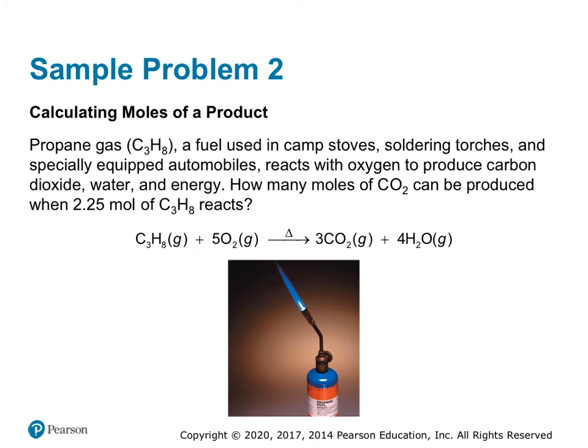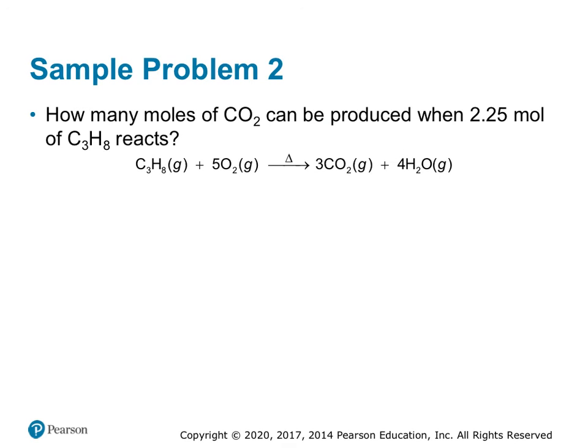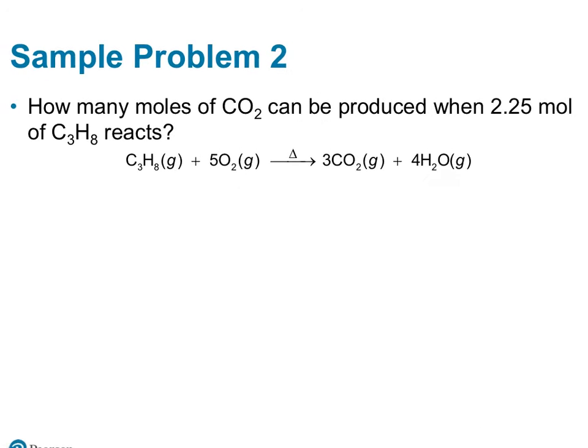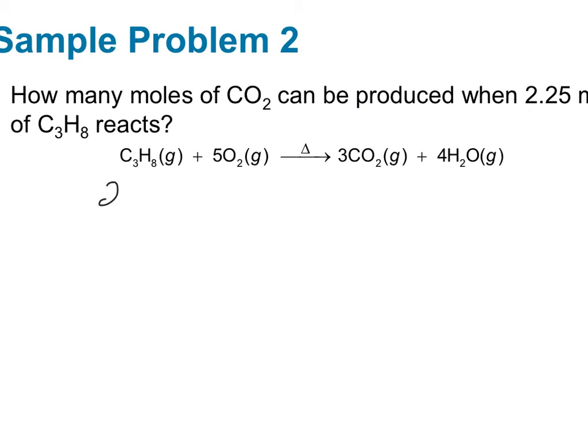The question becomes, how many moles of carbon dioxide can be produced if I have 2.25 moles of the propane gas? In this problem, first we need to decide what is our known and what is our unknown. So we have 2.25 moles of C3H8 as my known, and my unknown is moles of CO2.